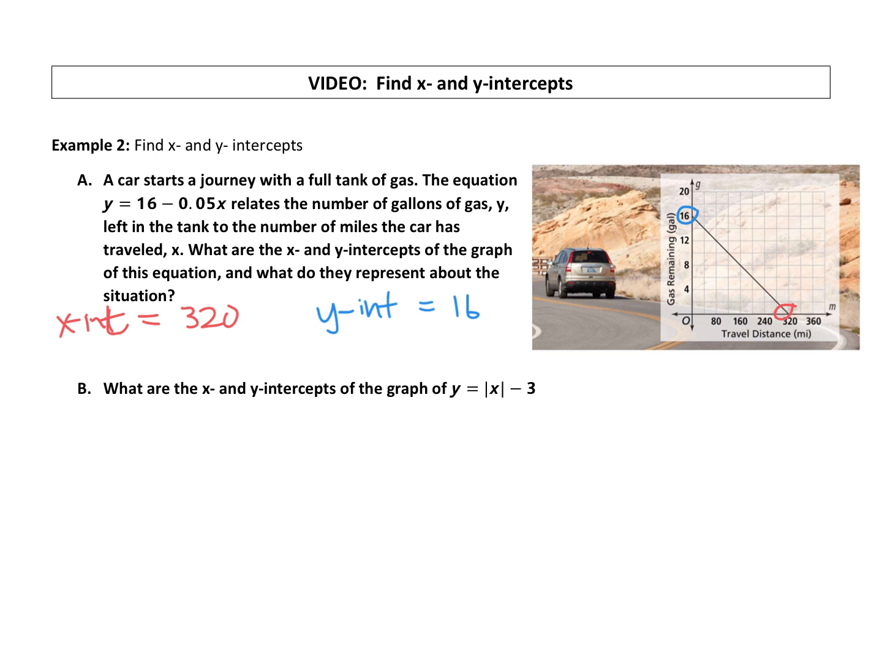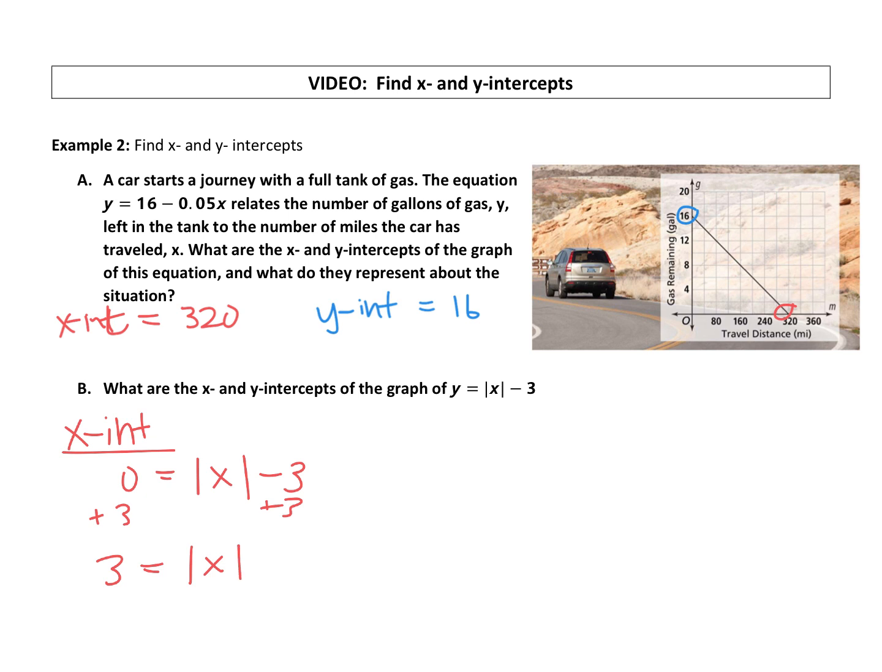To find the x-intercept, we're going to plug in a 0 for the y. So 0 = |x - 3|. Let's solve for that x. We can add 3 to both sides. So we have 3 is equal to the absolute value of x.